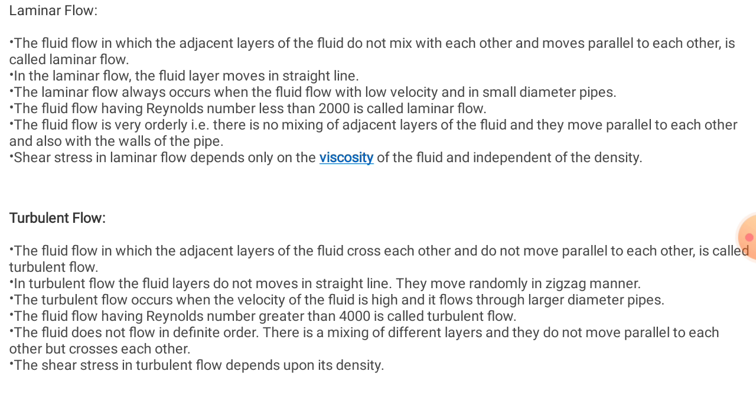The next topic, laminar flow and turbulent flow. Laminar flow is the fluid flow in which the adjacent layers of the fluid do not mix with each other and move parallel to each other. In laminar flow, the fluid layers move in straight lines. Laminar flow always occurs when the fluid flows with low velocity and in small diameter pipes. Fluid flow having Reynolds number less than 2000 is called laminar flow. The flow is very orderly. There is no mixing of adjacent layers, and they move parallel to each other and also to the walls of the pipe.